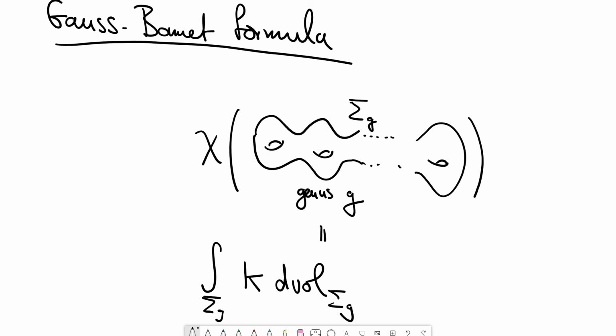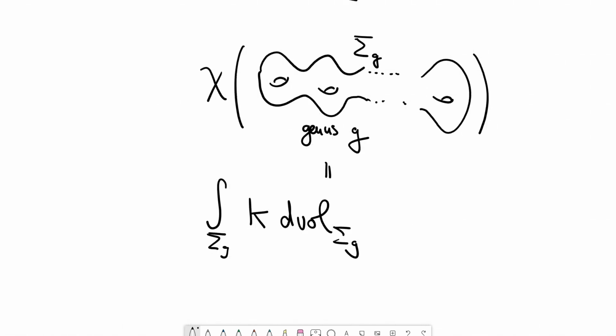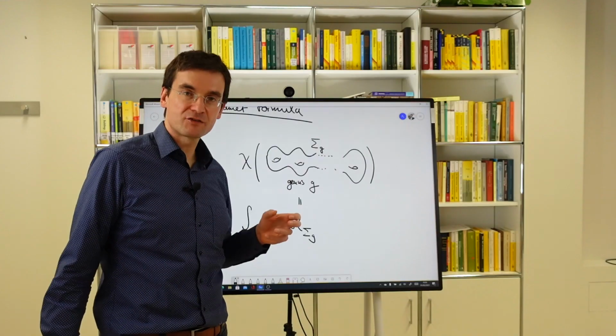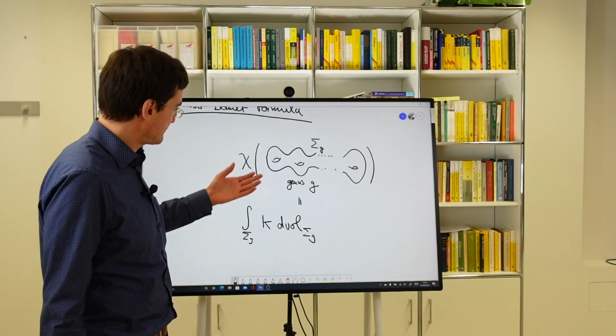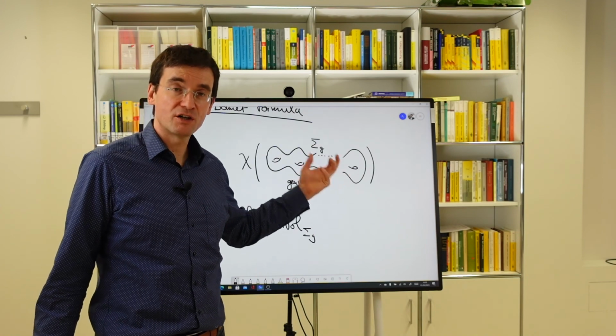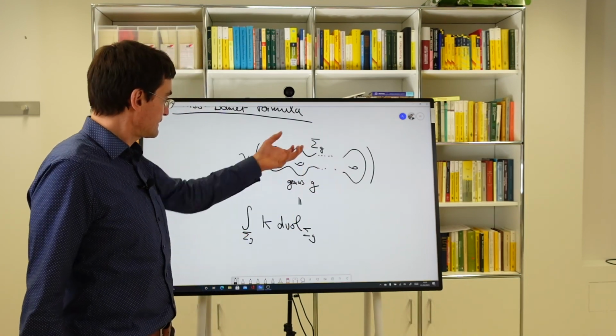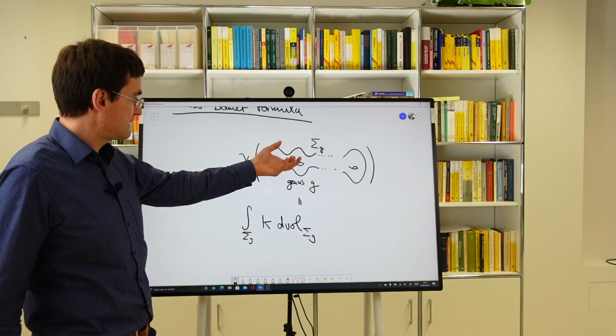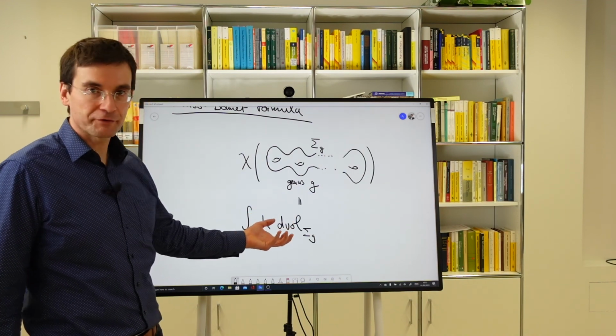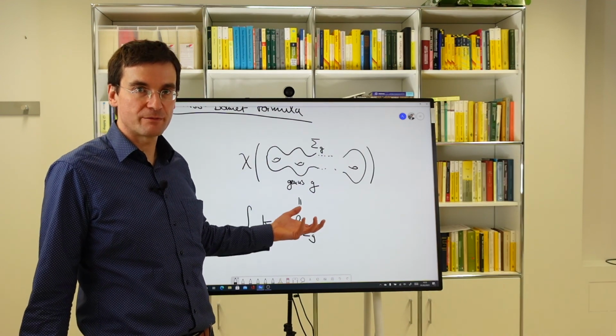So this formula only makes sense if you endow the genus g surface with a metric, and it says that for any Riemannian metric that you put on this surface, there is this connection between the Euler characteristic and the curvature, and therefore geometric information.